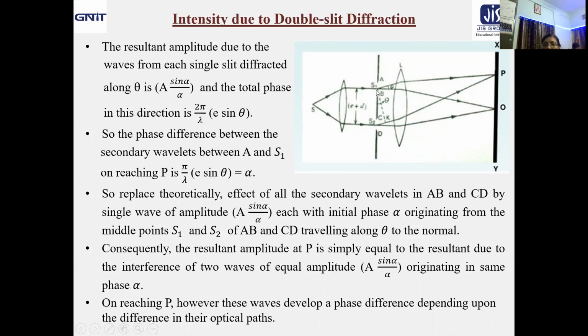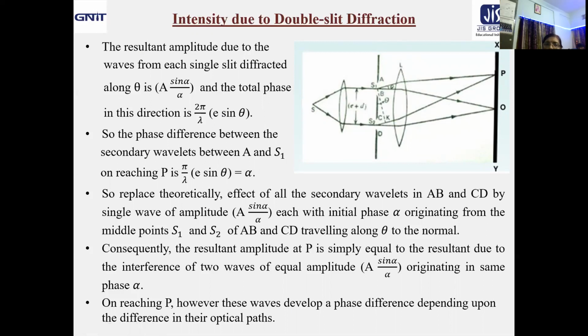Already we have seen that in case of single slit, the resultant amplitude due to all the waves to cover an angle theta to reach some point on the screen is given by A sine alpha by alpha. And what about the corresponding phase difference? That is 2 pi by lambda into E sine theta. What about this E sine theta? In case of single slit, it is the path difference. Now here our situation is different. It is the case of double slit. We will go to that point.